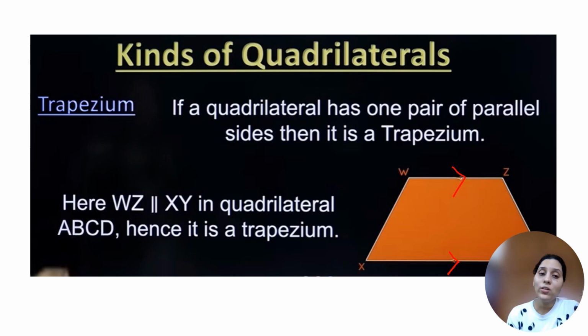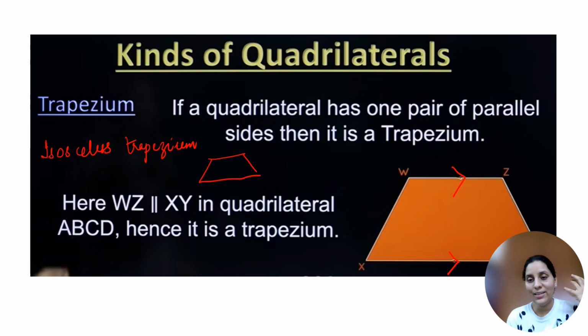Clear? Now you also have something called isosceles trapezium. I've not written it, but I'll just tell you about it. When you hear isosceles, we know that two sides are equal, right? Similarly, in an isosceles trapezium, the non-parallel sides are equal. Which are the non-parallel sides here? AD and BC. You have one pair of parallel sides and the other non-parallel sides are always equal. Then we call it an isosceles trapezium.